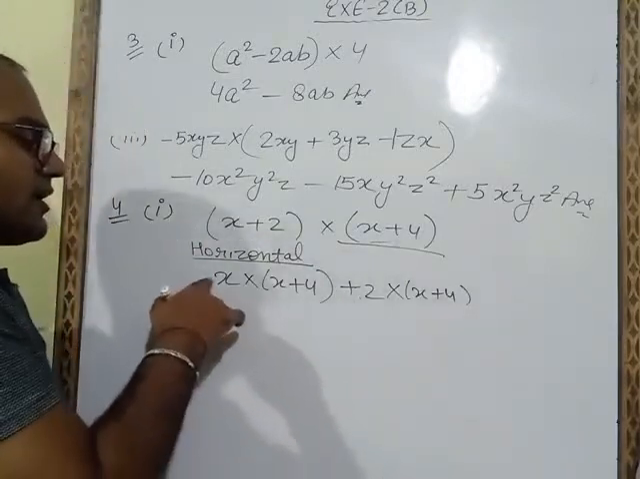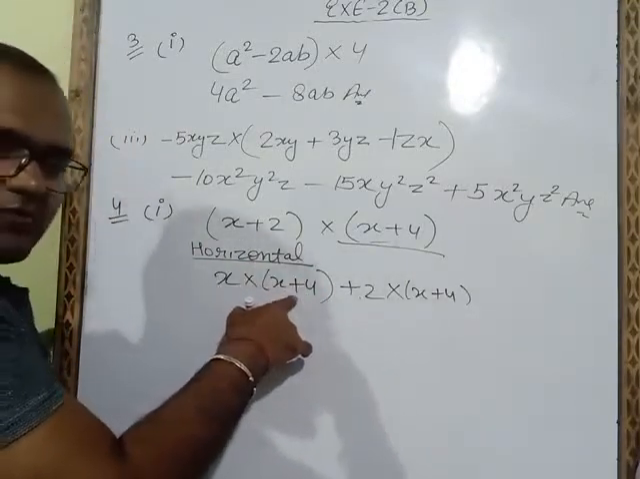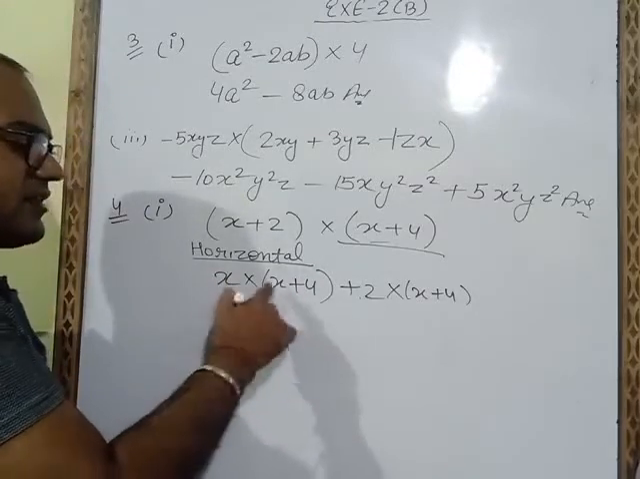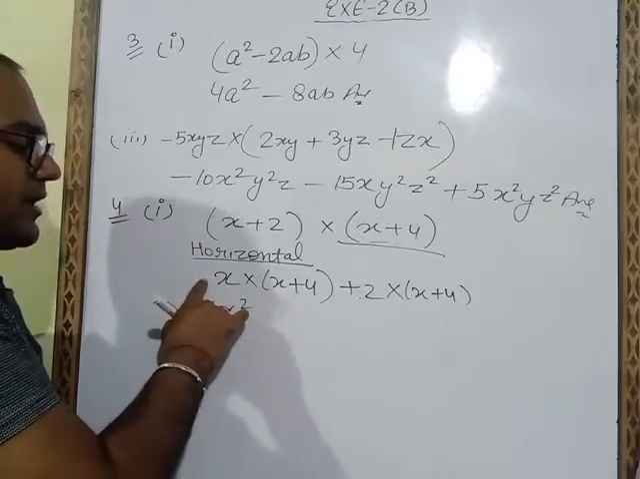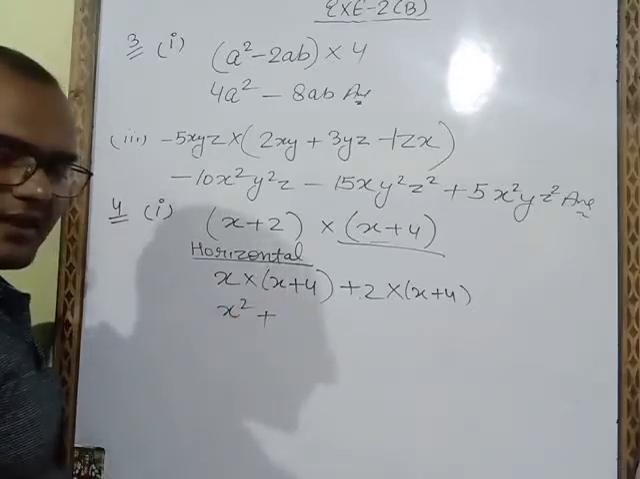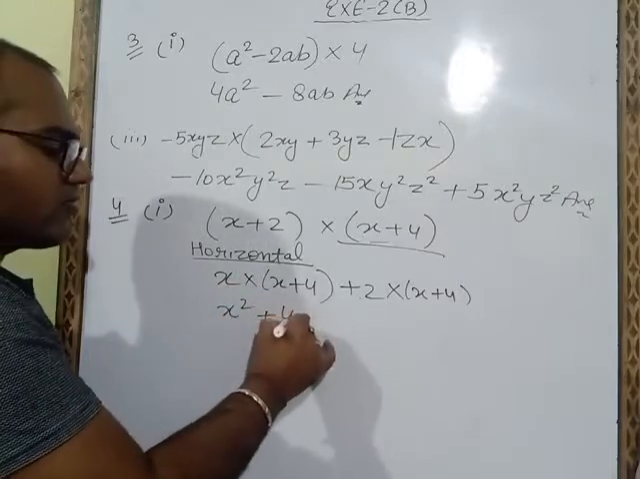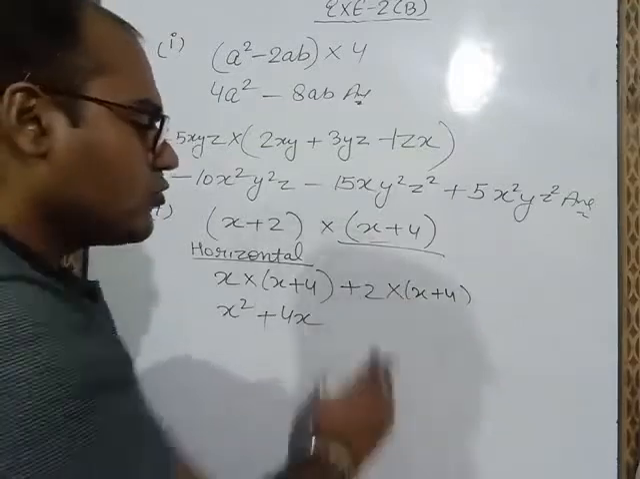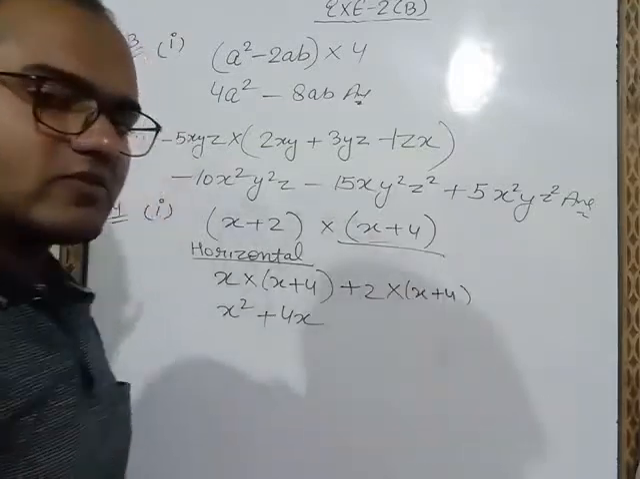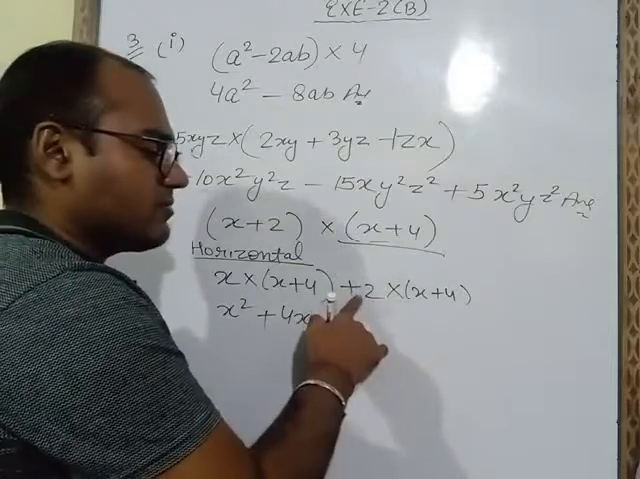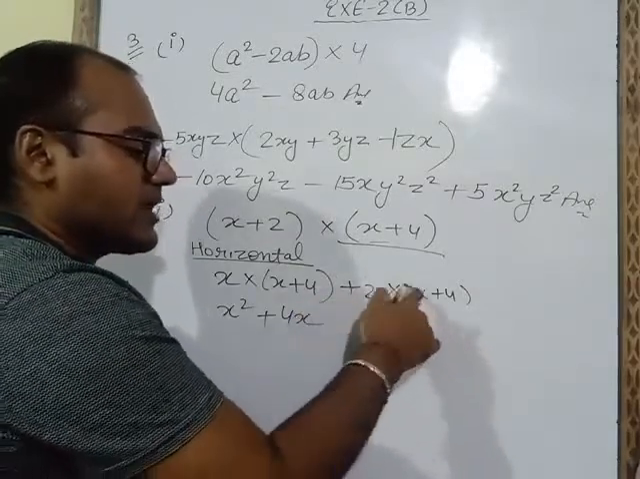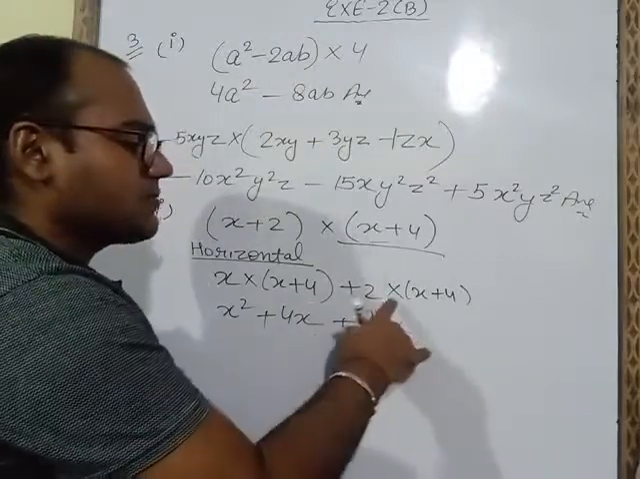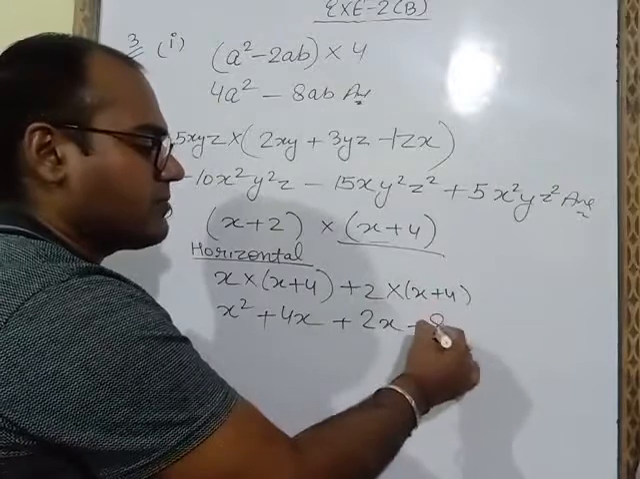Now inside the bracket x plus 4 is there. So this x we have to multiply with both the terms. X into x, x square. Plus, plus plus sign. X into 4, 4x. Now in the same way we will do here also. 2 multiplied with both the terms. First of all we will do the sign. 2 is having a sign, the sign is plus. Plus multiply plus, plus. 2 into x, 2x. Plus multiply plus, plus. 2 into 4 will be 8.